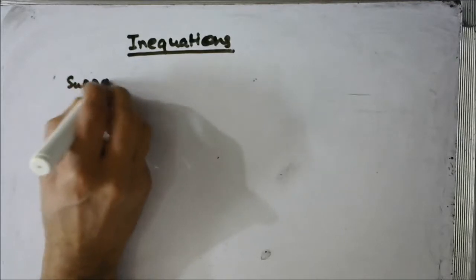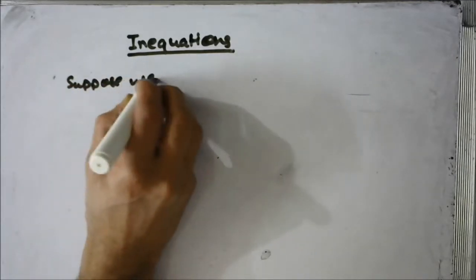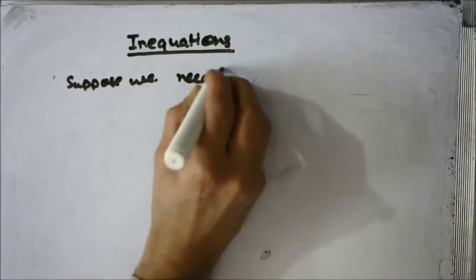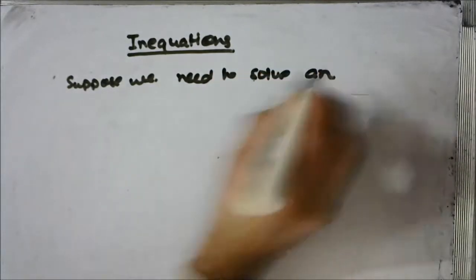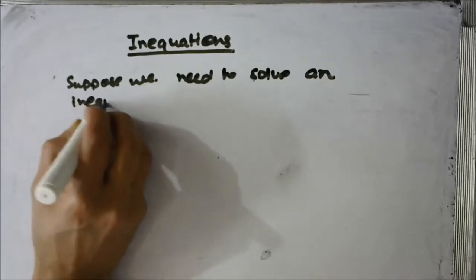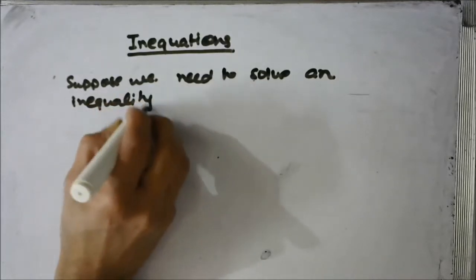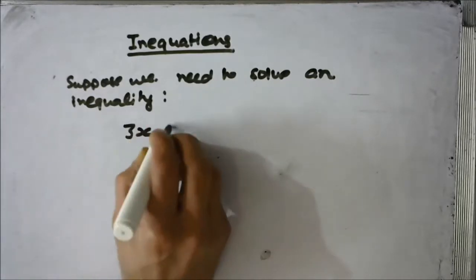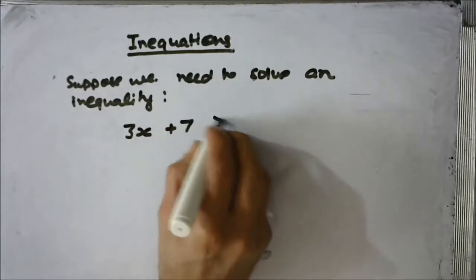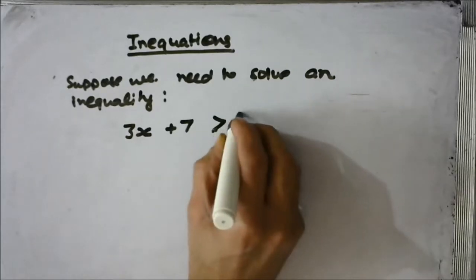Suppose we need to solve an inequality: three x plus 7 is greater than 5.